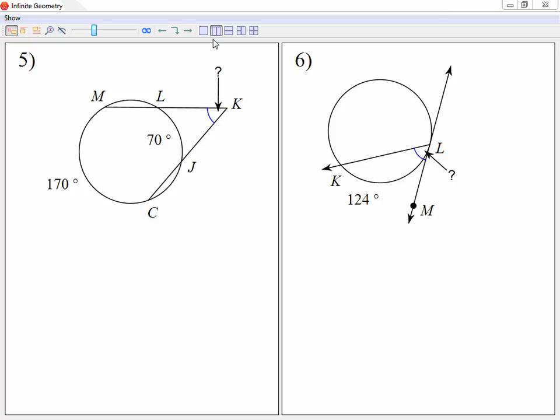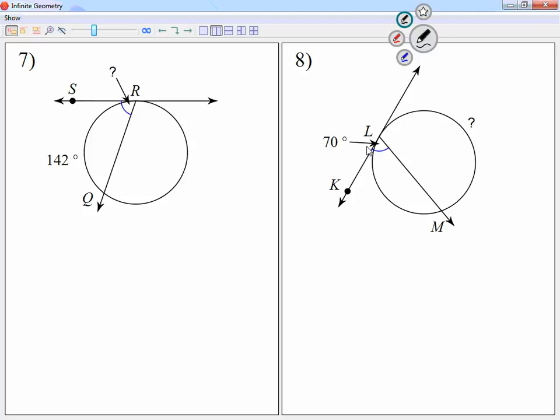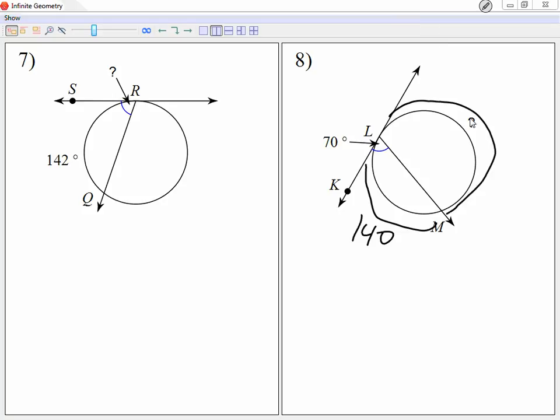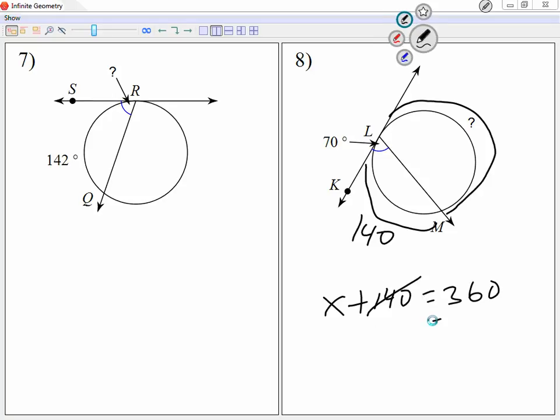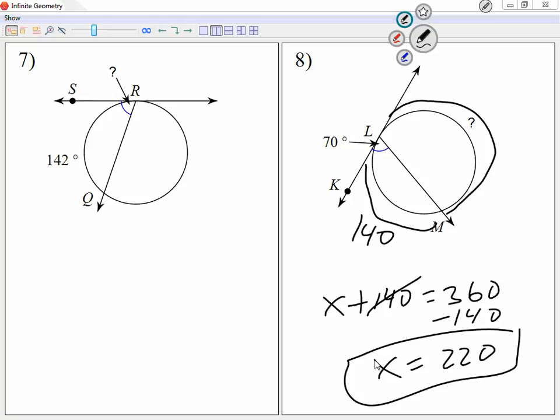8. All right. Let's take a look at number 8. In this case, we said just multiply by 2. So if the angle is 70, we're going to say the arc is 140. This arc. But now x is not 140. X is this other arc. But I noticed that x and 140 combined make a circle. So x plus 140 is equal to 360. Then I heard some of you say, well, subtract 140. X is 220.